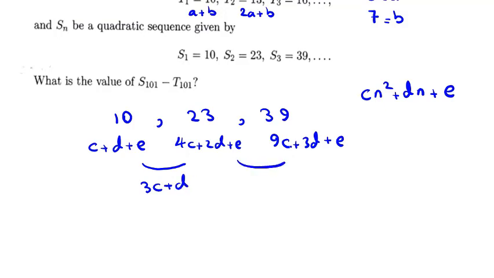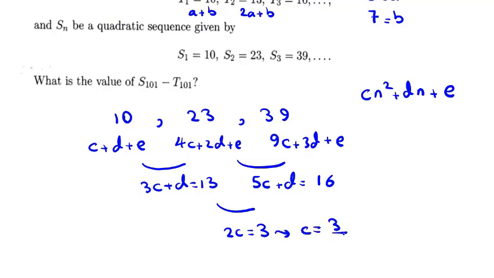If we subtract these two terms, we will have what? 23 minus 10, which is 13. And this minus this will be 5c plus d. 39 minus 23 will be 16. And if we again subtract this minus this, it will be 2c equals 3. So c equals 3 over 2.